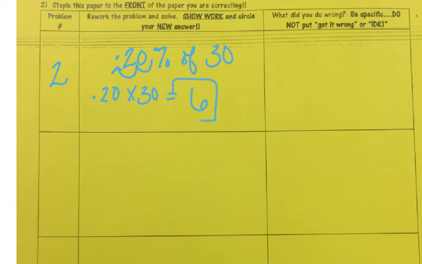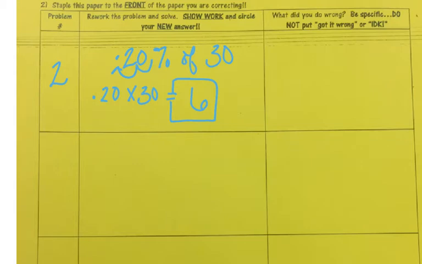Now, what goes in those boxes? Say you missed problem number 2, and problem number 2 was 20% of 30. In this box, you need to work the problem again, show your work, and circle your new answer. So maybe the first time you just did 20 times 30 and forgot that you have to change a percent to a decimal. So you would rework the problem, and you would get a 6 this time. You need to either box or circle that new answer so it's easy for me to find.